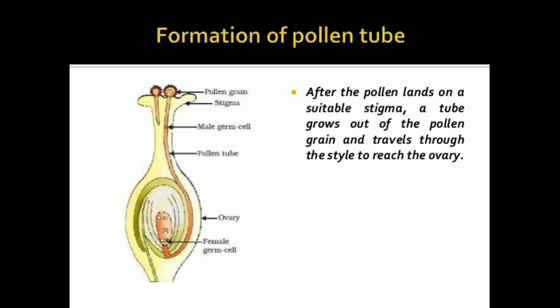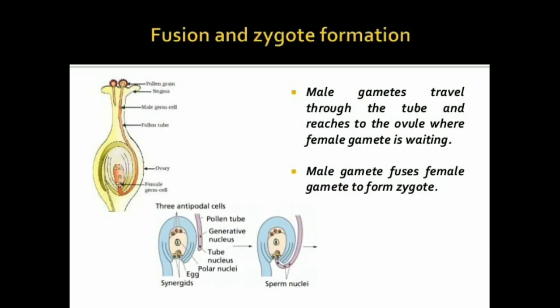After the pollen lands on a suitable stigma, a tube grows out of the pollen grain. This pollen tube will travel through the style of the pistil to reach the ovary. Inside the pollen tube, the male germ cell is present. So while the pollen tube germinates, it will grow through the style of the pistil, and at last it will reach the ovary.